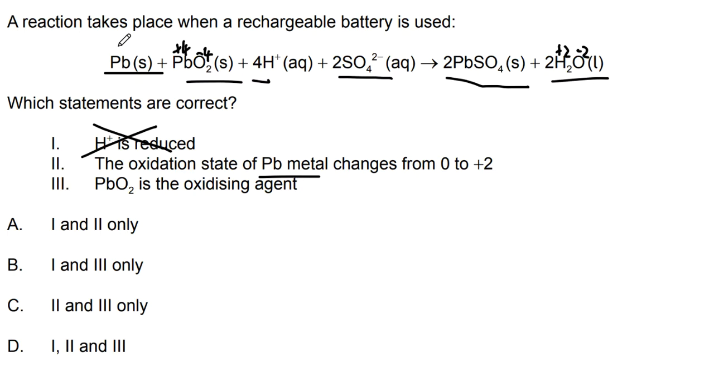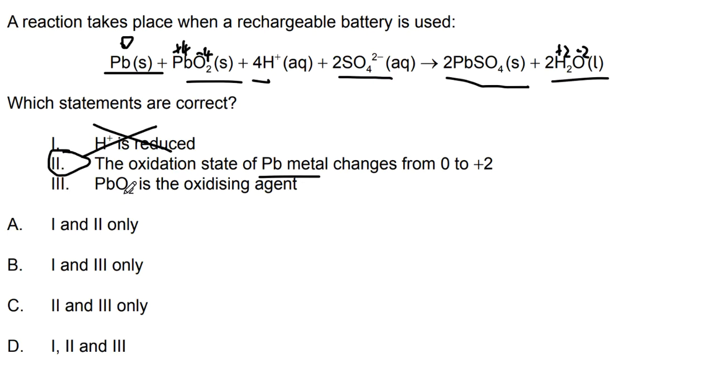So lead in its solid state, when it's a neutral molecule, must have an oxidation state of 0. And here the sulfate ion we know has a charge of -2. So since we have one lead per sulfate ion for a neutral molecule, lead here must have a +2 charge. So this statement is correct.